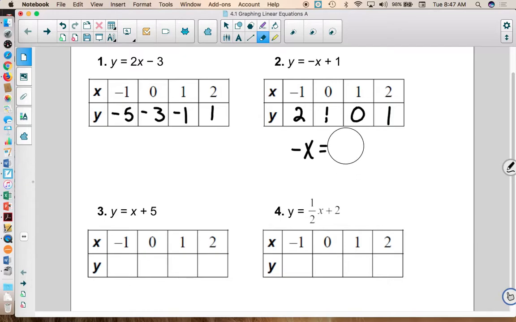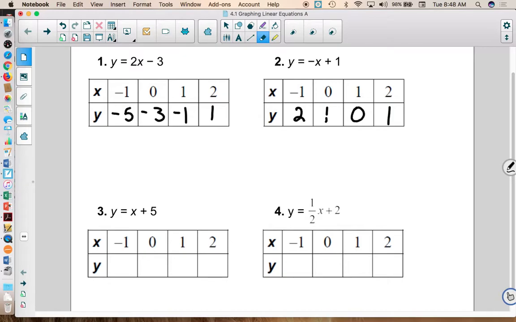The opposite of x. Well, here x is -1. What's the opposite of -1? 1. So 1 plus 1 is 2. I agree with that one. The opposite of x, if x is 0, it doesn't really matter. 0 is 0, right? So I agree with that one.